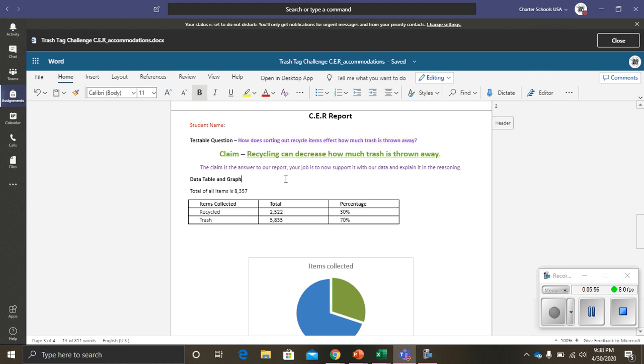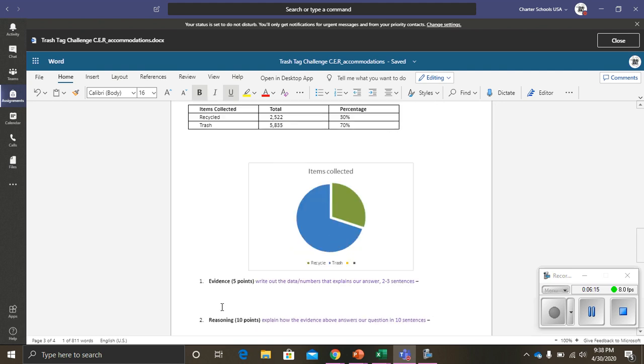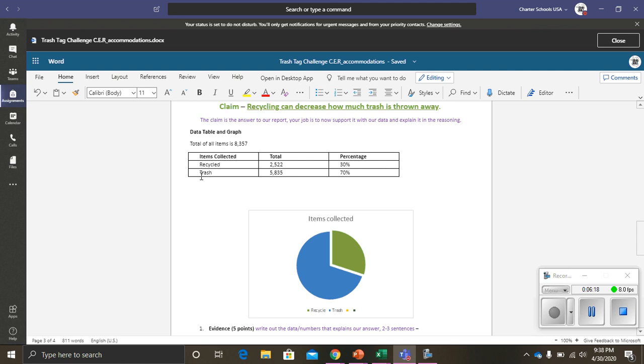So our answer to that question, how does sorting out recycled items affect how much trash is thrown away? The answer is, based on what I showed you down here, recycling can decrease how much trash is thrown away. What do you mean by decrease? Decrease means it goes down. So how is recycling making the trash number go down? Here's how, this is what's going to help you with the evidence. Recycle and trash are both waste. They both leave your house and go somewhere else. They don't stay in your house, so they're both waste. One type of waste, recycling, can be reused. Trash goes into a landfill and it sits there and rots, sometimes over hundreds of years.